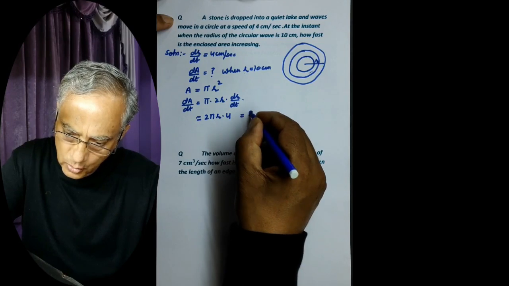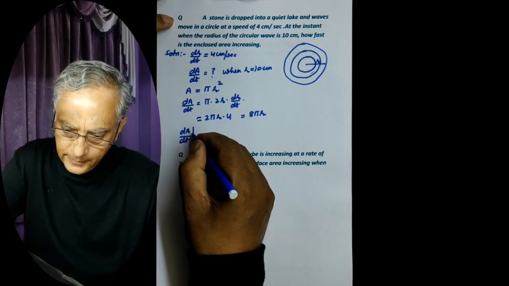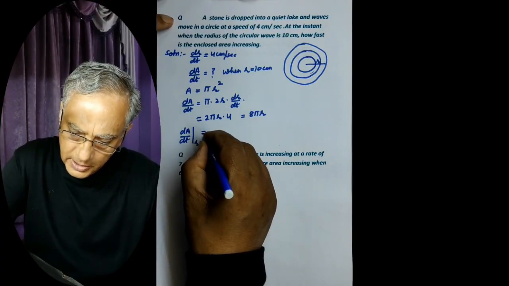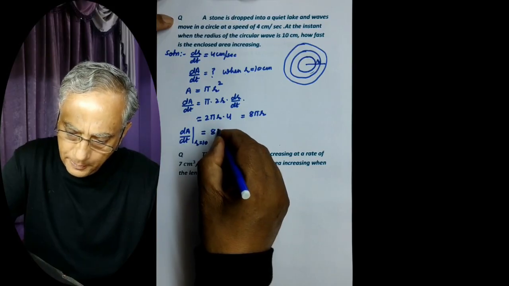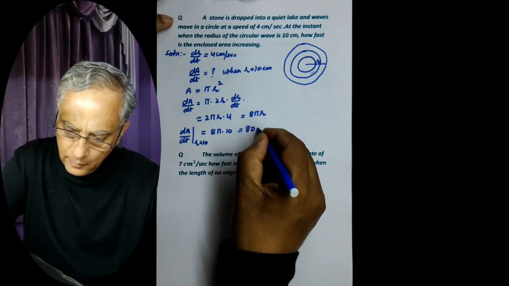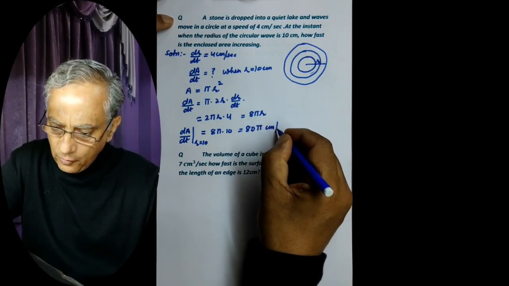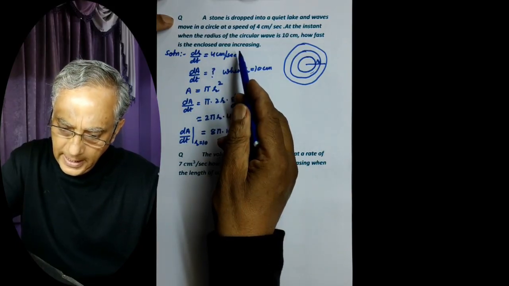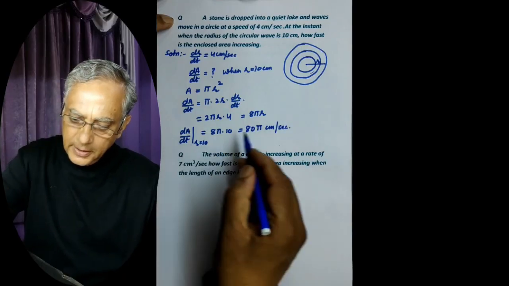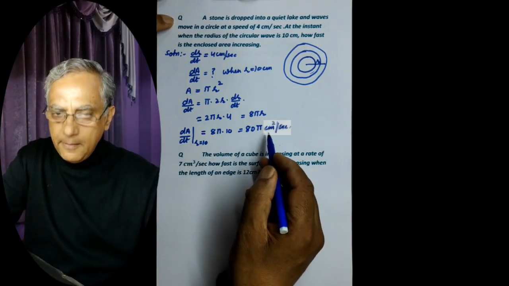Now this is equal to 2 pi r into dr by dt, which is 4. So this is equal to 8 pi r. So dA by dt at r equal to 10 centimeters is 8 pi into 10, that is 80 pi. So this is the rate of increase of the area enclosed when r is 10 centimeters: 80 pi centimeters square per second.